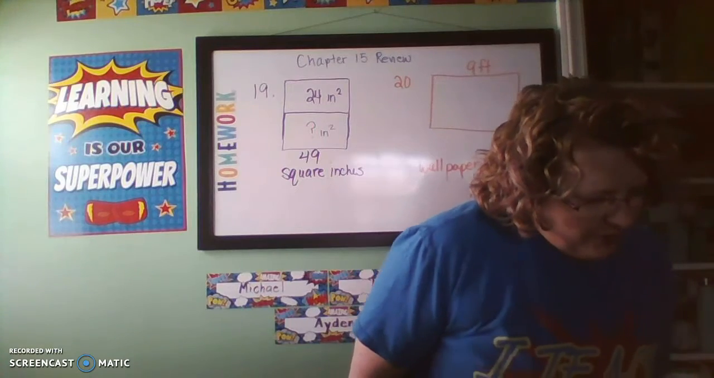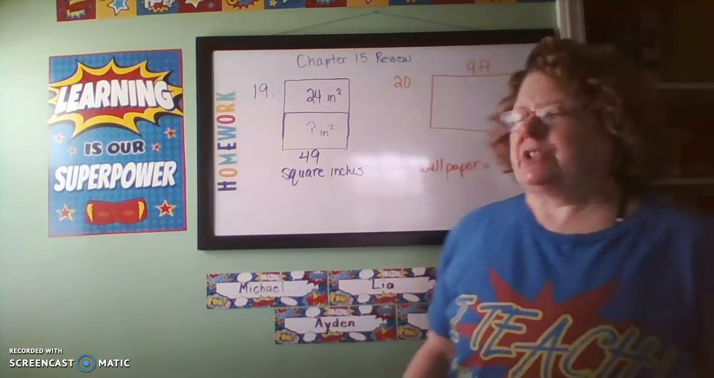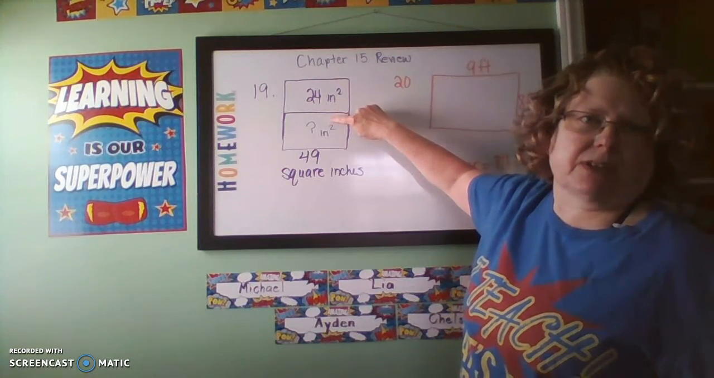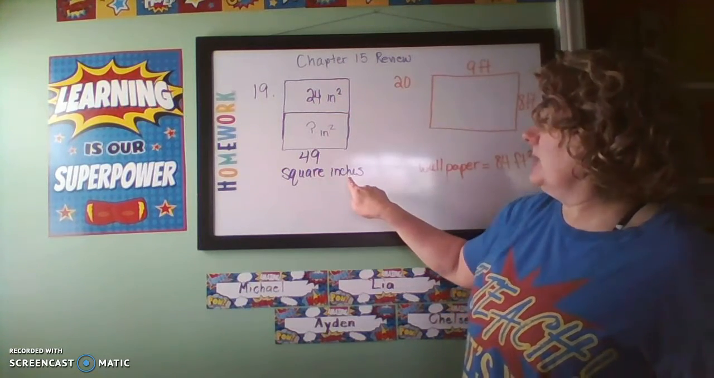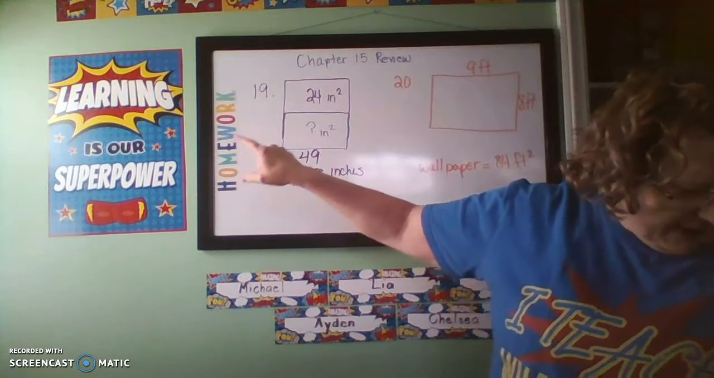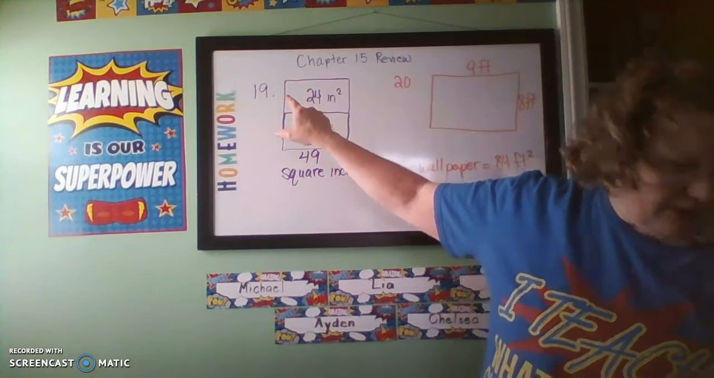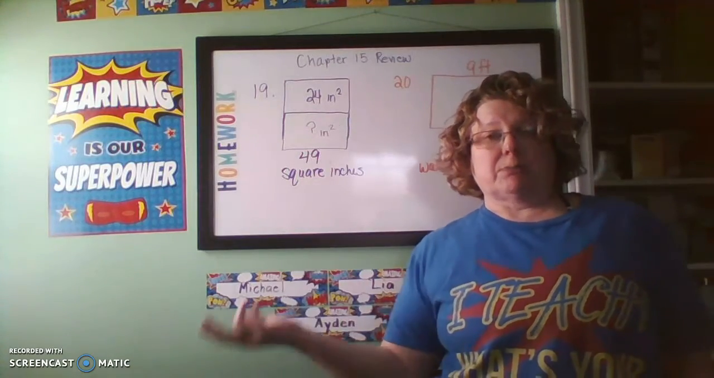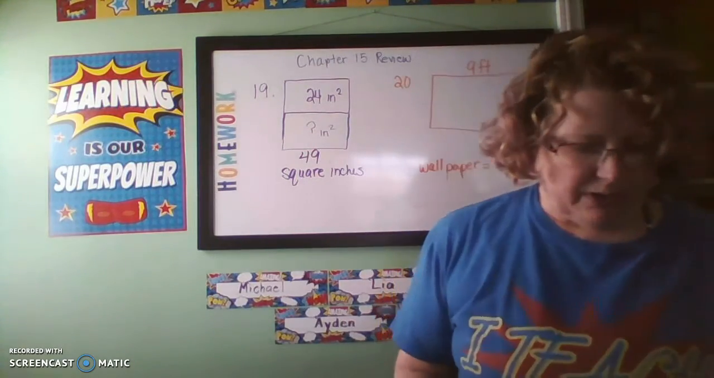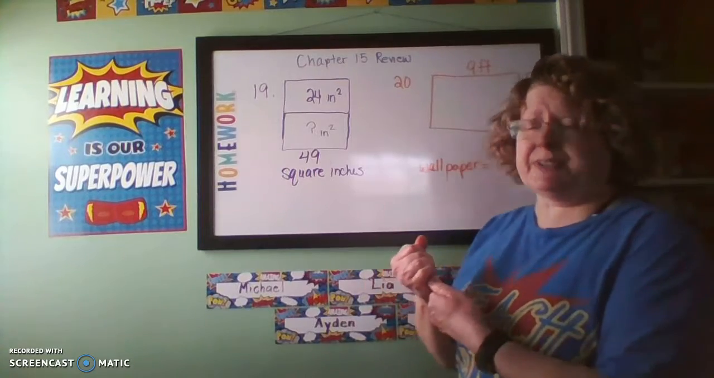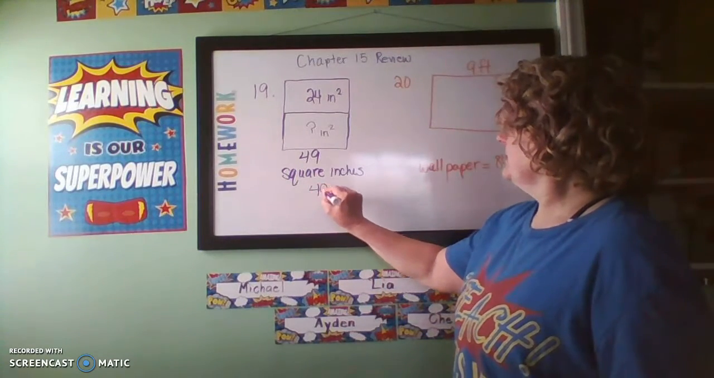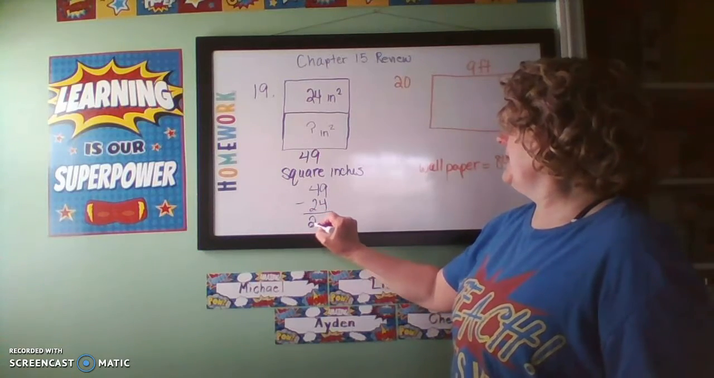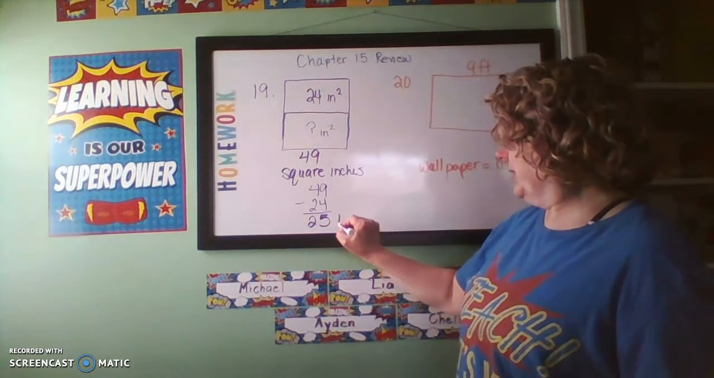It says the total area is 49 square inches. So if I add the area of this rectangle with the area of this rectangle, I'm going to get 49 square inches. One of the rectangles is 24 square inches. So now I need to know what is the other. So this is kind of like those part and whole diagrams. In order to figure this out, you should have taken 49 and subtracted 24. And that would tell you that the other one is 25 square inches.